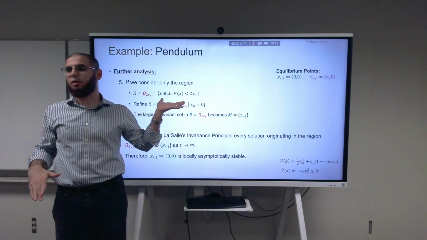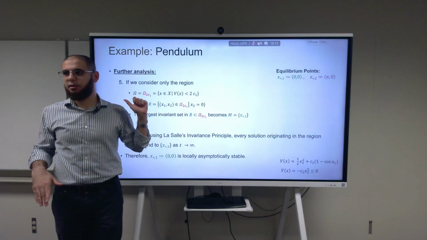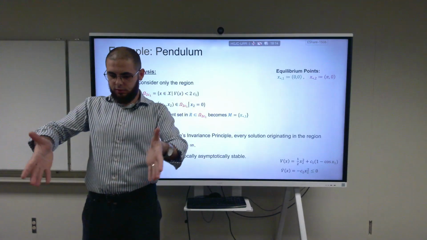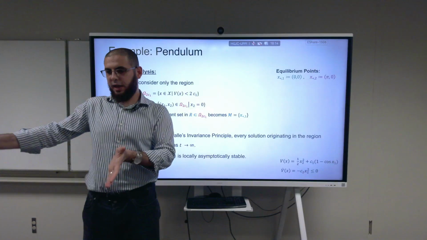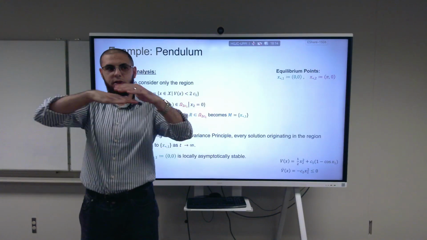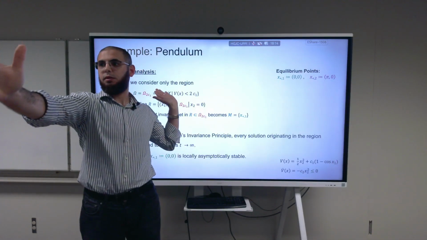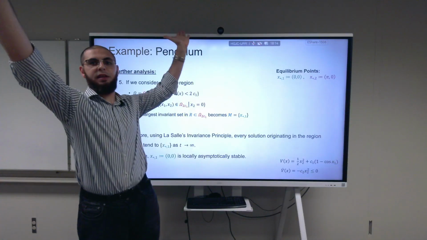This is actually much better with pictures. Maybe I should have prepared pictures here. It is just a plane on top of that. So the V of x, if you plot it, you'll find in the x1 direction from minus pi to pi, it starts from 0 and goes to 2. And in the x2 direction, it goes from 0 to infinity in both directions.